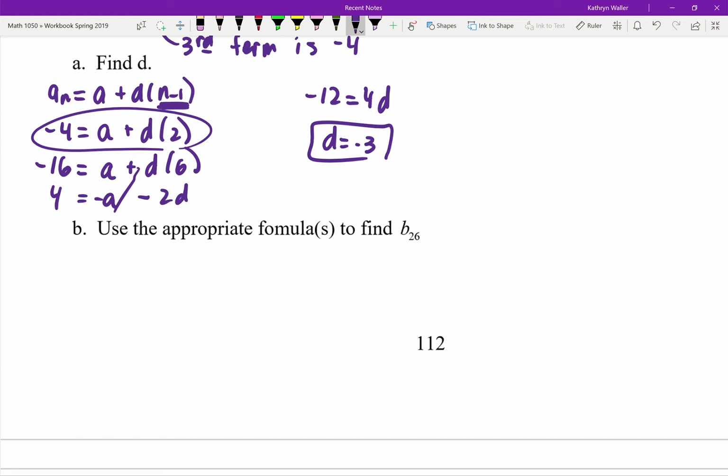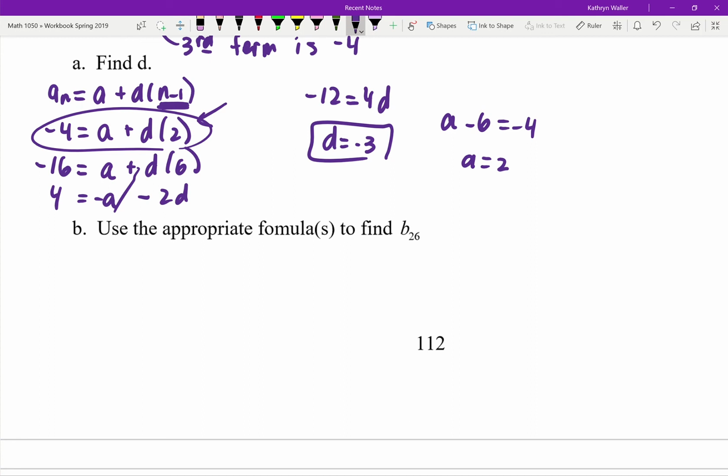Now I have to find a to do part B. So I'm going to go ahead and do that right now. Okay. So I'm going to put it right there. So I'm going to go a plus d times 2, that's negative 6 equals negative 4. Pull my negative 6 over and I get a equals 2. I'm not going to box it. They didn't ask me to find it. I just know I need to.